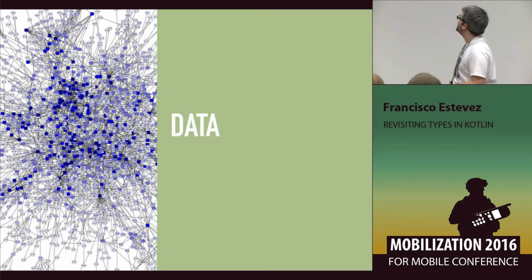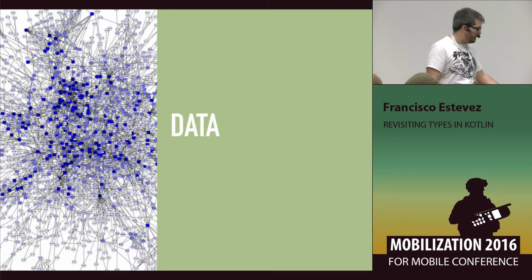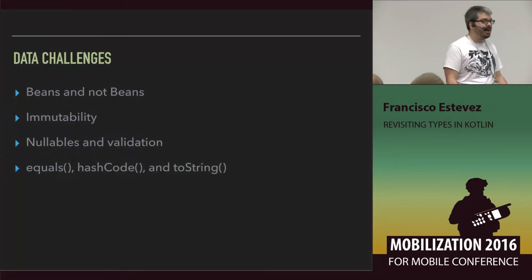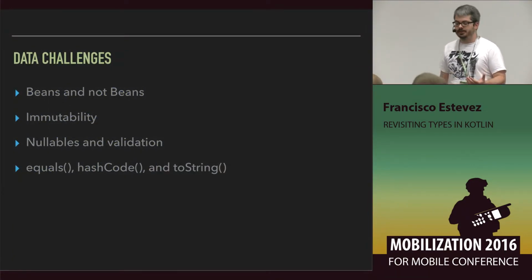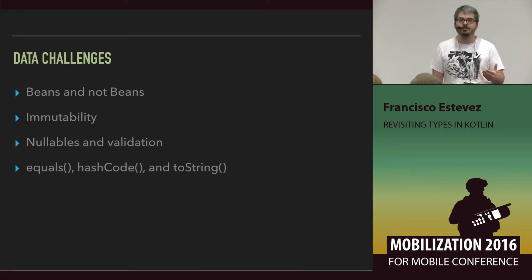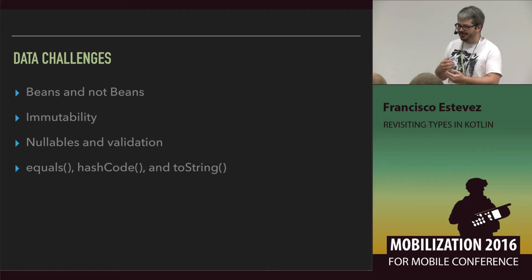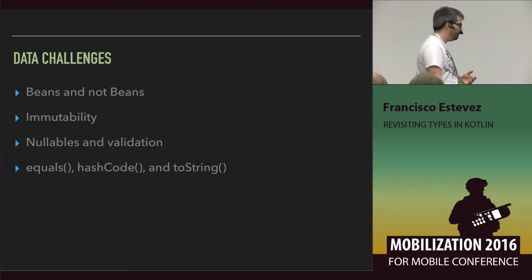The first one is the data. When you're trying to represent data in Java, you have a series of challenges because your classes have to adhere to certain standards, namely the beans standard. You have the possibility of having no fields, non-null fields, any kind of constructor, an empty constructor or one with all the values. So you have to create these huge DTO classes if you want to get anything going.